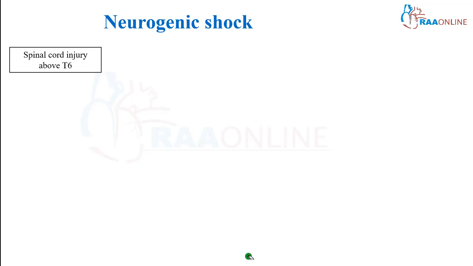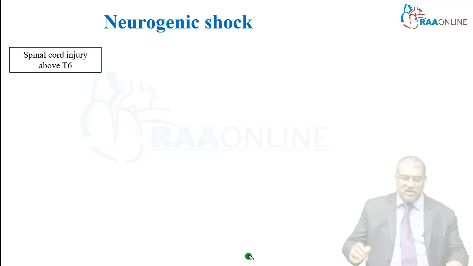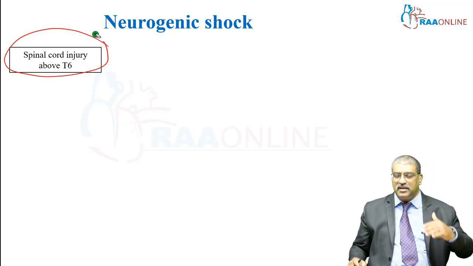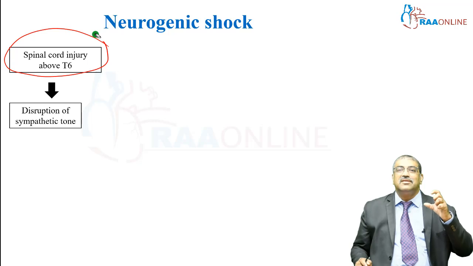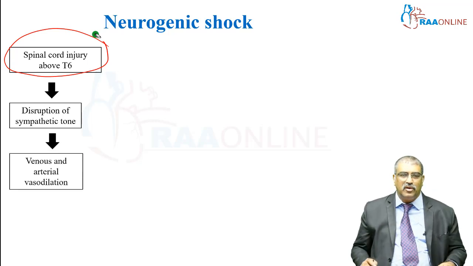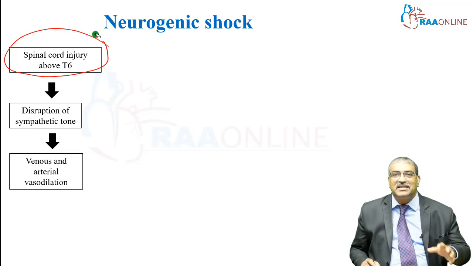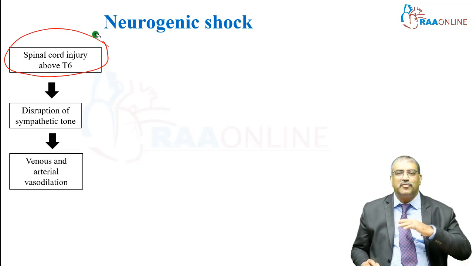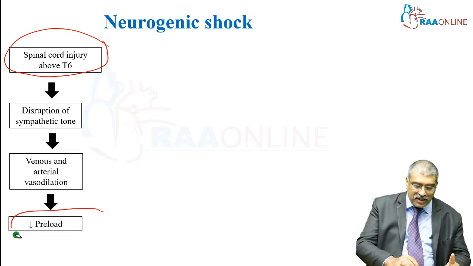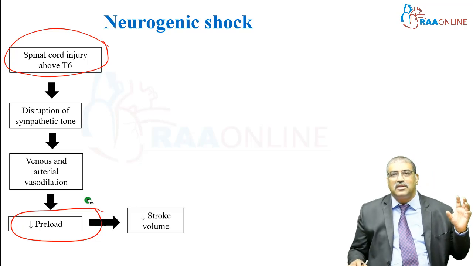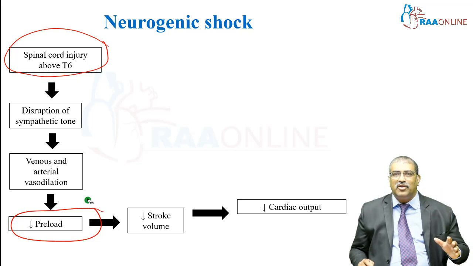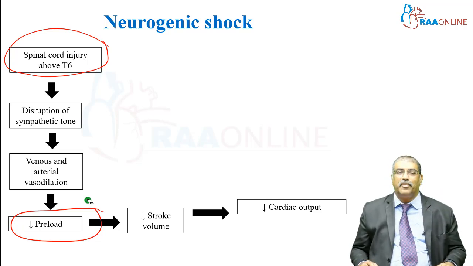Now coming to neurogenic shock. What is neurogenic shock? There is a spinal cord injury above T6. At the level of T6 there is some injury. Your sympathetic tone is altered. There is disruption of sympathetic tone which leads to venous and arterial vasodilatation. Both the venous and the arterial system get vasodilated which leads to decreased preload, which means the stroke volume is reduced. And when stroke volume is reduced, your cardiac output is going to come down.